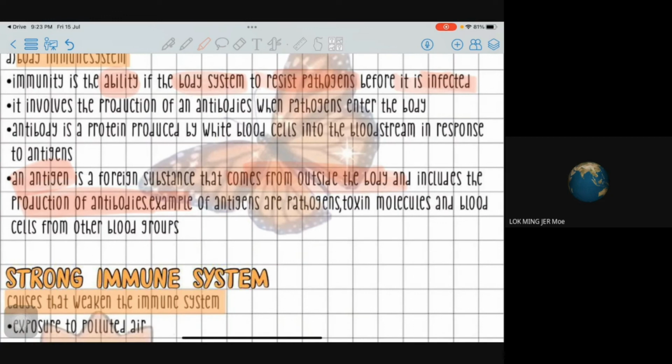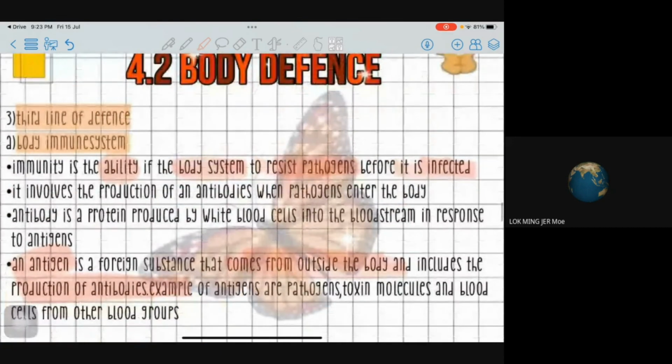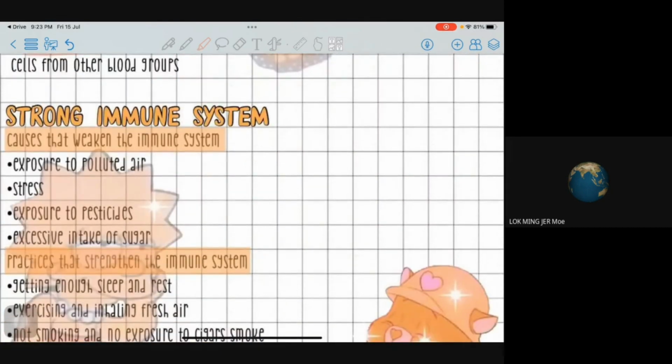And then toxic molecules and blood cells from other blood groups. So that is antigen. So that is your body immune system. Later we're going to learn more about that.